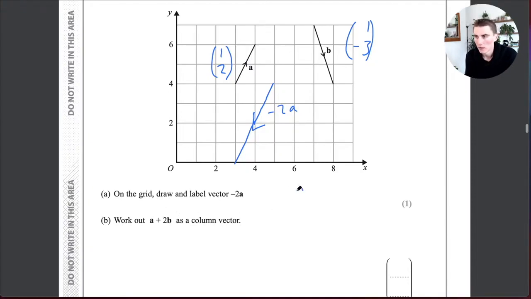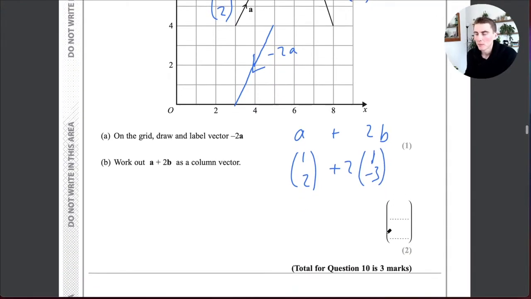So if I just write A plus 2B, my A is 1, 2, plus 2 times B, which is 1 minus 3. And then to simplify that, all you do to sort this out is you multiply 2 by each of these things inside. So I'll copy this out, it's the same. I still have 1, 2 for A, but then I do 2 times 1 to get 2, 2 times minus 3 to get minus 6, and that's what we have. And I just add them together.